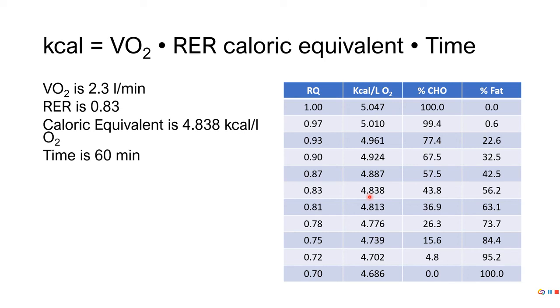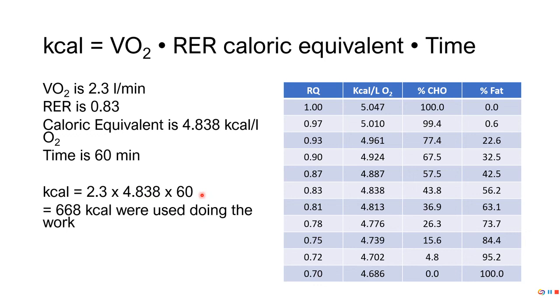You exercise for 60 minutes, constant, steady state exercise, and so we go 2.3 times 4.838 times 60. I wish I had written the units, but it gets a little messy, a little crowded. I know that Trevor and the lab GAs would want you to do this. Use your units. So this should say 2.3 liters per minute times 4.838 kilocalories per liter of oxygen times 60 minutes. And then everything cancels out. And what we find out is that we burned 668 kilocalories during this activity.